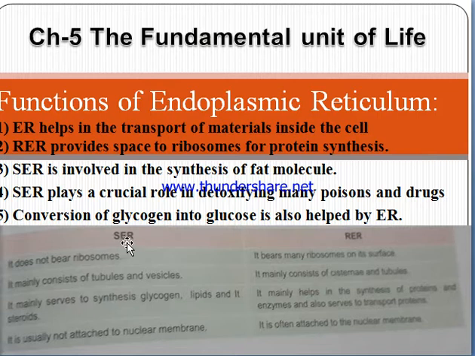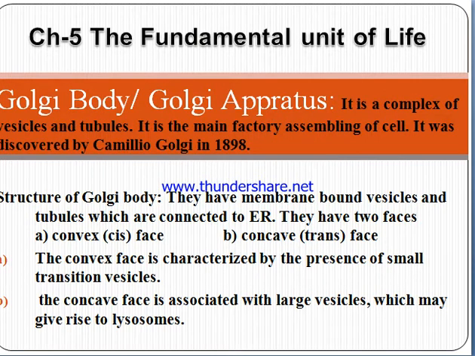So what is the difference between smooth endoplasmic reticulum and rough endoplasmic reticulum? Smooth does not bear ribosomes, but rough endoplasmic reticulum has ribosomes. Smooth consists of tubules and vesicles; rough consists of cisternae and tubules. Smooth mainly serves in the synthesis of glycogen and lipids, but rough endoplasmic reticulum serves in the synthesis of proteins and enzymes. Smooth is not attached to the nuclear membrane, while rough is attached to the nuclear membrane. This is the difference between smooth and rough endoplasmic reticulum.